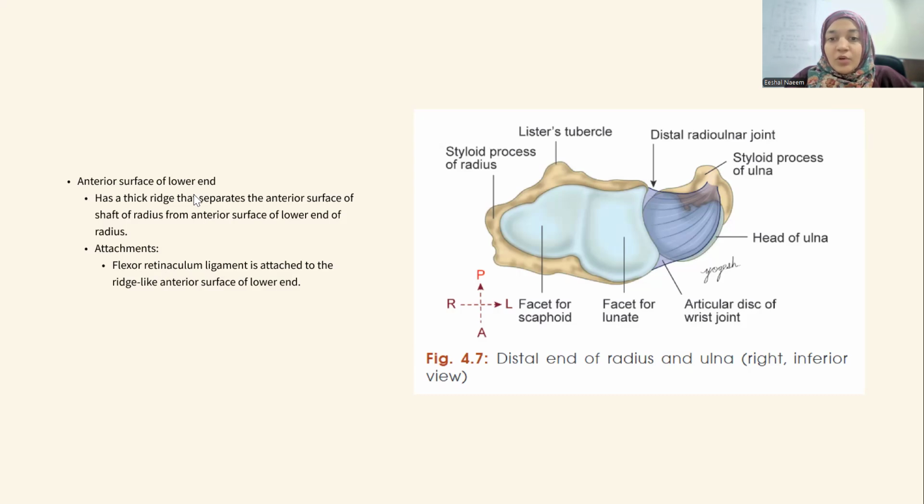So the anterior surface of the lower end, we're talking about this anterior surface, has a thick ridge that separates the anterior surface of the shaft of the radius from the anterior surface of the lower end of the radius.